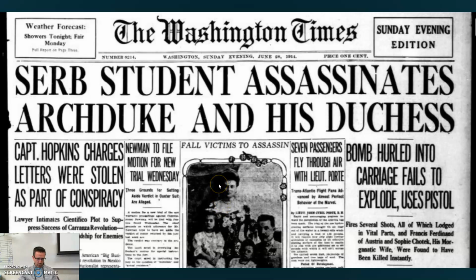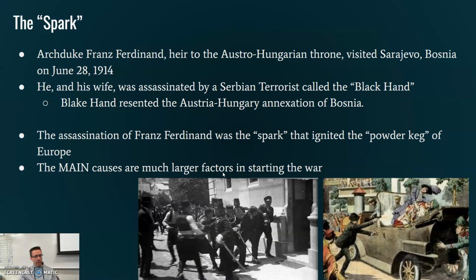And then this happens: a Serb student assassinates the Archduke and his duchess. We see the heir to the Austria-Hungarian throne visited Sarajevo, Bosnia, on June 28th, 1914. He and his wife are assassinated. They drive through, there's an assassination attempt, they throw some bombs, one doesn't go off, and it ends up killing someone else. On his way to visit the hospital to see how they're doing, they take a wrong turn and he's assassinated by a Serbian terrorist group called the Black Hand.